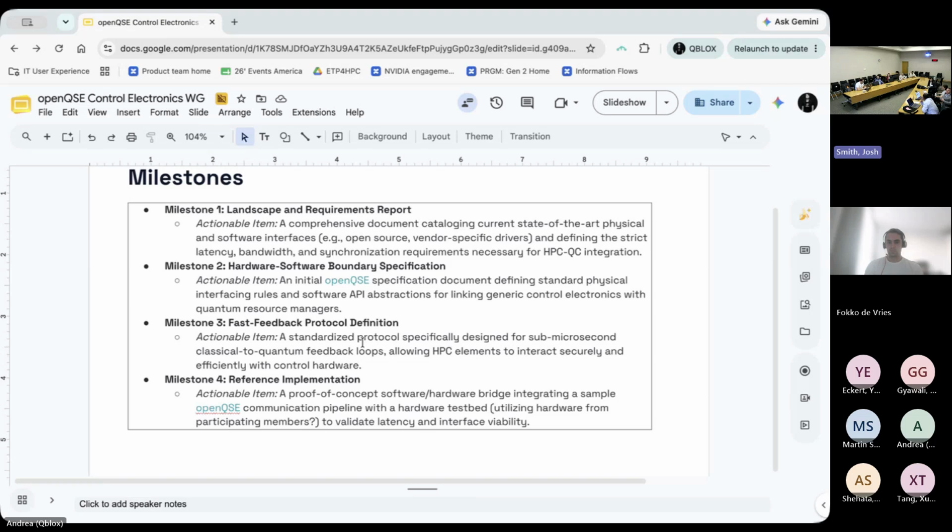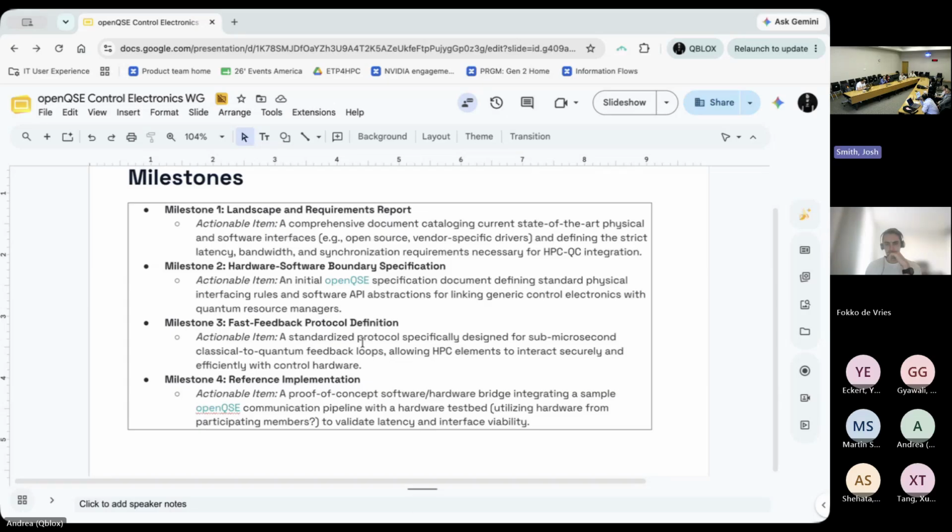That's milestone 2. You're talking about milestone 2 right now, right? No, milestone 3, the fast feedback protocol definition. Yes, so repeat that again. I didn't quite get it. So what I'm thinking for milestone 3 is once we have all of these boundaries, definitions, and performance metrics, milestone 3 is to actually start building the blueprint of what this system would look like if we were to deploy it.